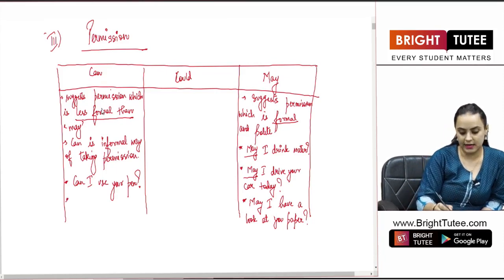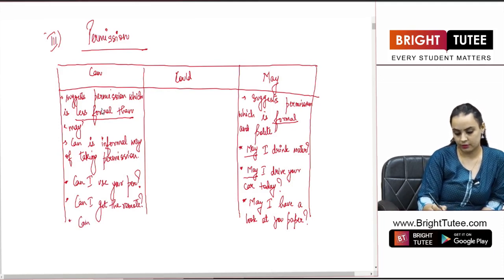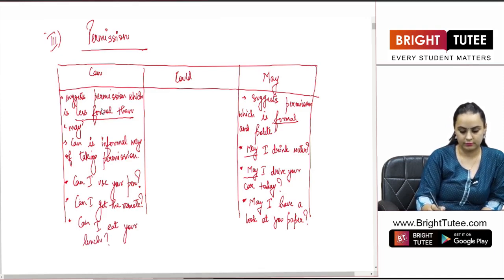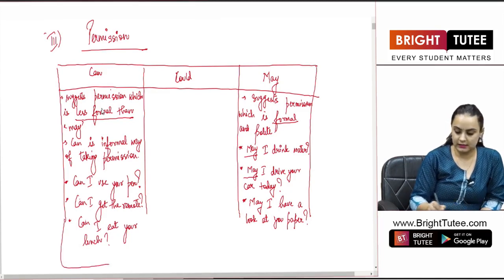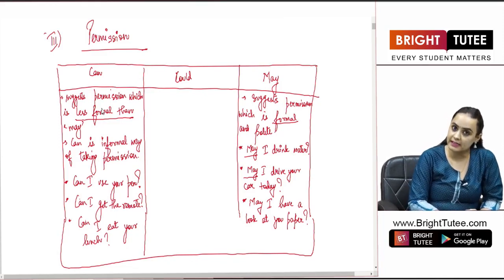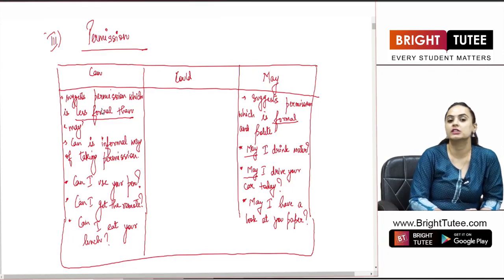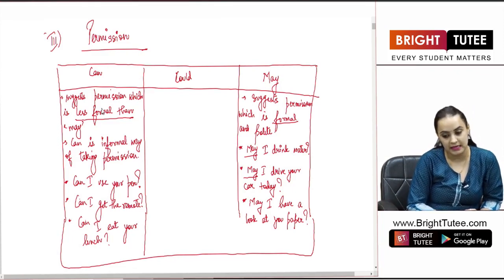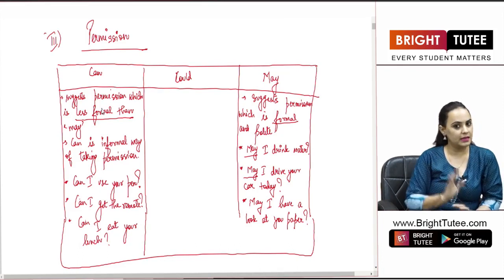If supposingly I say, can I get the remote? Or can I eat your lunch. So these are all what? Can is used to again take permission, but it is informal in nature. It is not polite as may is. So can and may we've discussed.